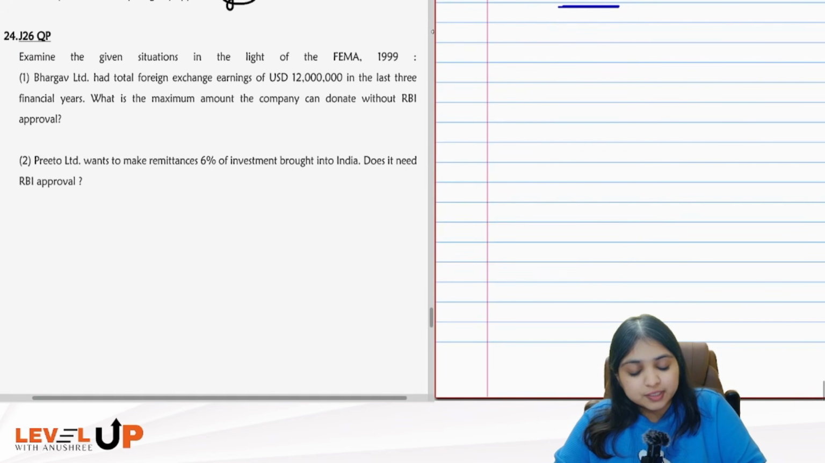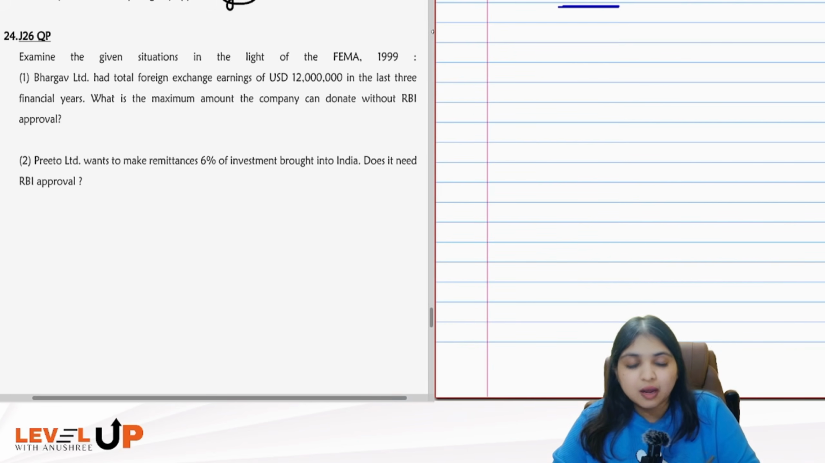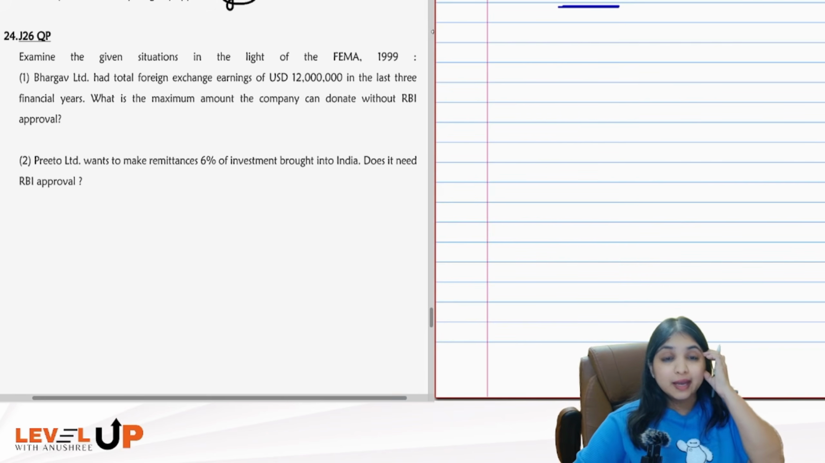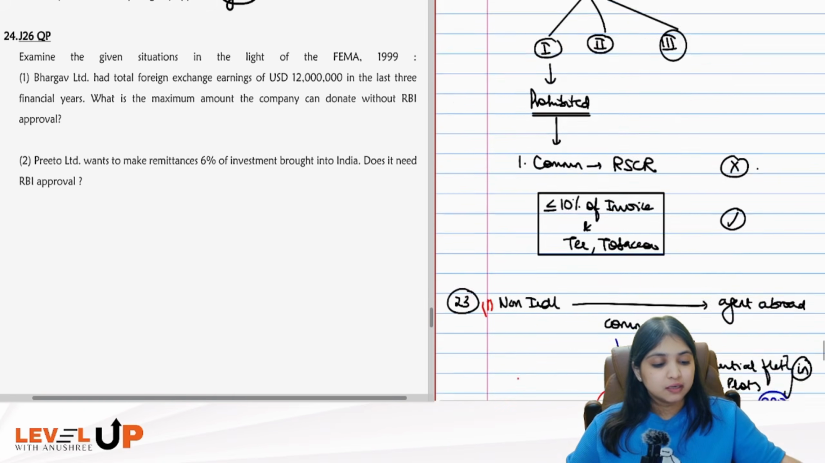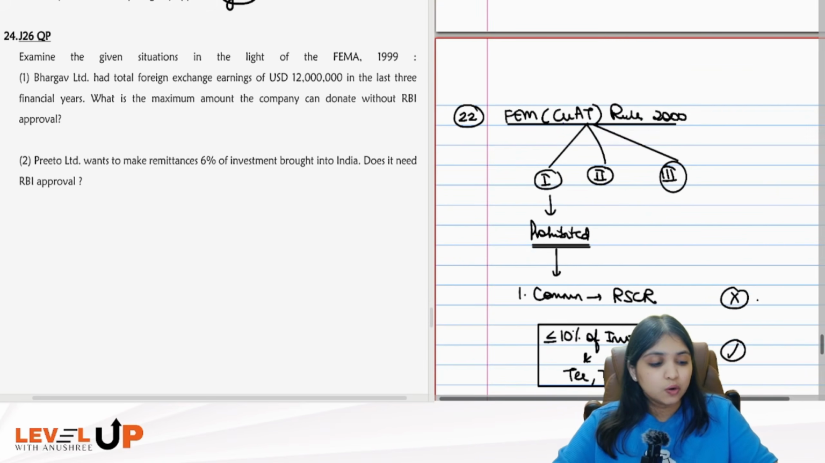Question number 24 is about donations. Bhargav Limited had total foreign exchange earnings of $12 million in the last 3 financial years. What is the maximum amount the company can donate without RBI approval? Without RBI approval, how much we can donate? So the question is about donation. See, even donation comes under Foreign Exchange Management Current Account Transactions Rules. It's a current account transaction.